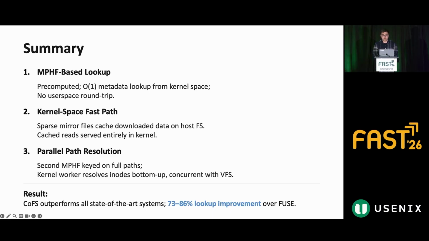Third, parallel data resolution. A second minimal perfect hash function keyed on the full file paths enables a kernel worker thread to resolve inodes bottom up concurrently with the VFS top down traversal. This results in CoFS outperforming all the state-of-the-art on-demand pulling systems we mentioned, with 73 to 86% lookup improvement over fuse. Thank you, and I'm happy to take any questions.